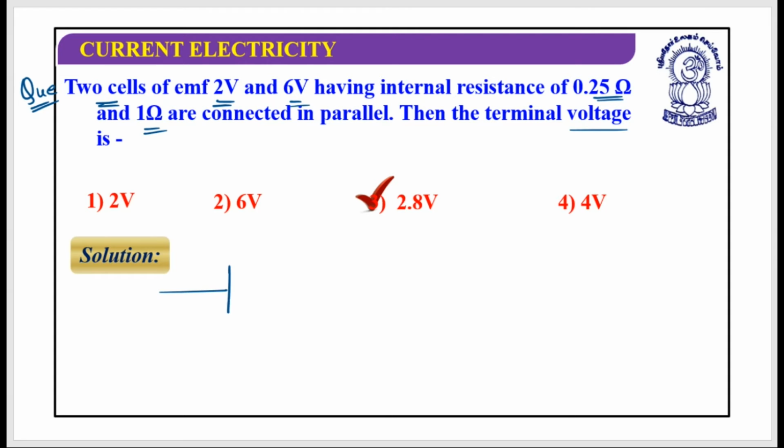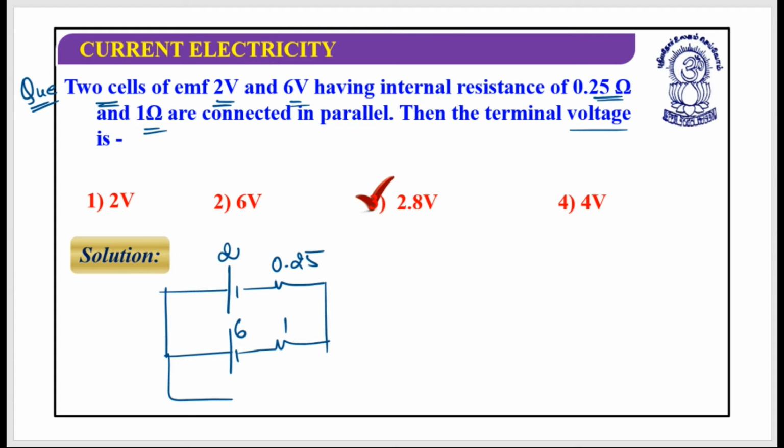First, let's look at the structure. It's a 2 volt cell and its internal resistance is 0.25. One more supply, it's a 6 volt, and its internal resistance is 1 ohm, and these two are connected in parallel. Let's suppose here it's an R. What do you require? It's E equivalent, that is equal to (E1 R2 plus E2 R1) divided by (R1 plus R2).